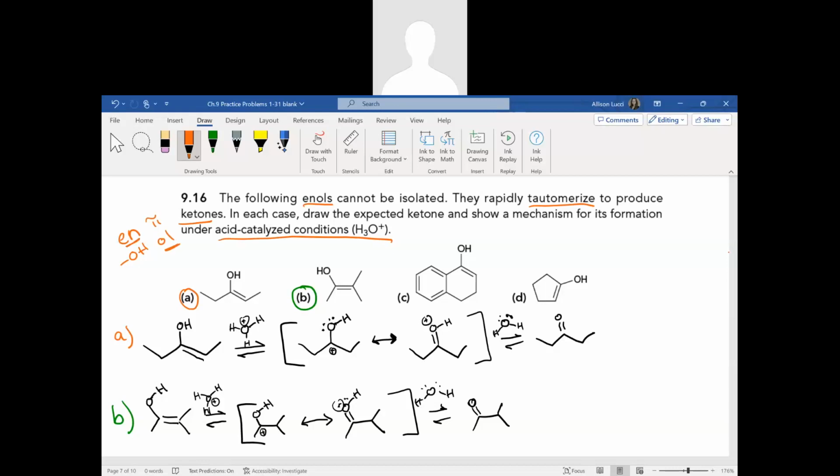So I have drawn out our first compound A here. We start with our enol, and then we see here our hydronium. So we have acid catalyzed conditions. What happens is that the pi bond grabs one of these protons. Those electrons move in to form water. And then what we've created here is a carbocation.